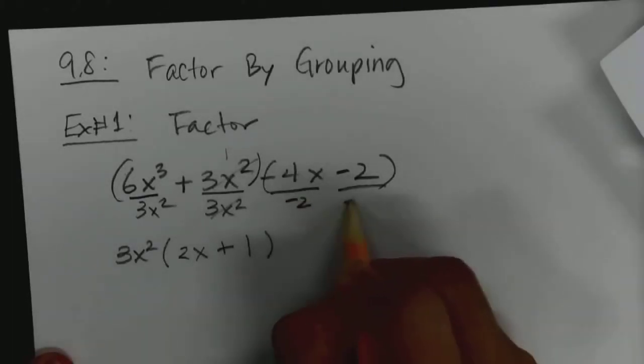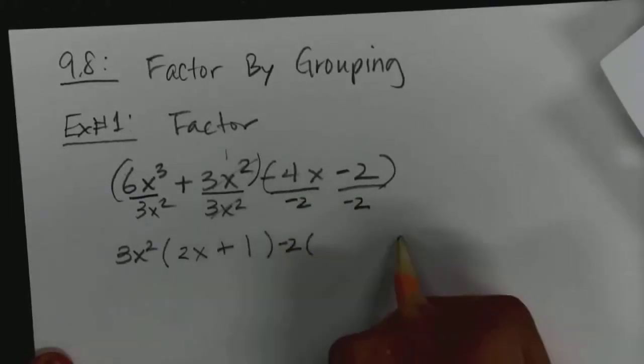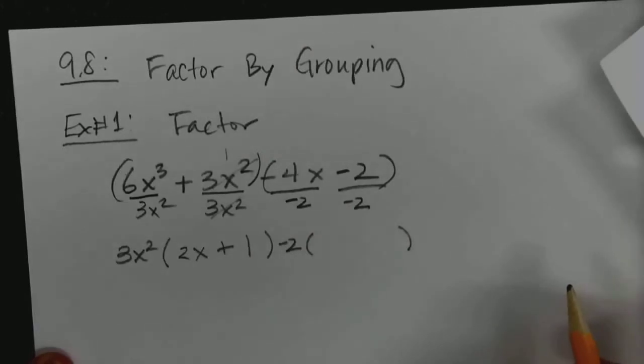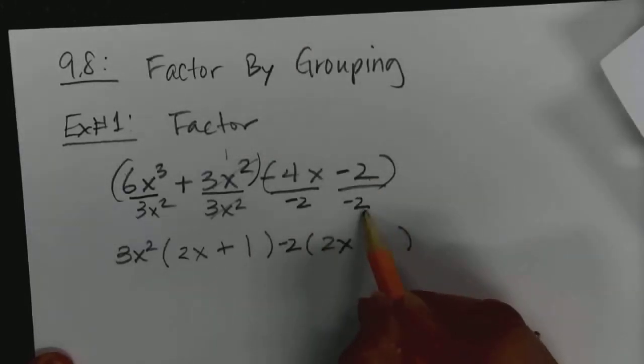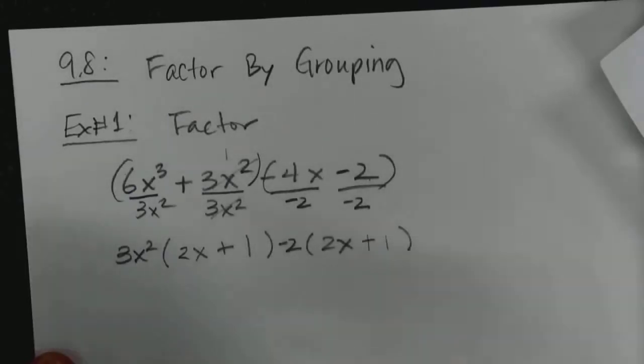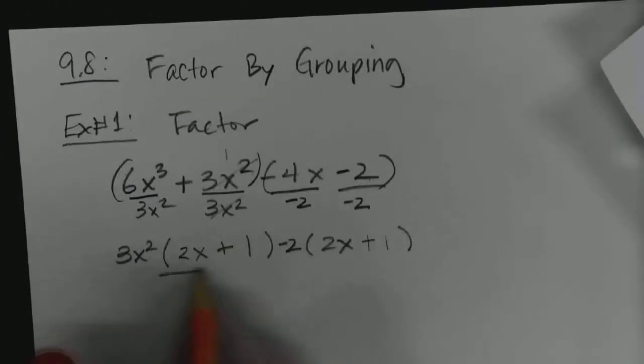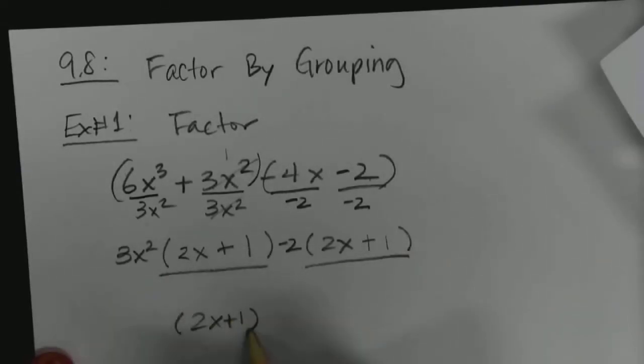Negative 2, thank you. So you pull out the negative 2, and what's left? 2x plus 2. Negative 2 divided by negative 2 is positive 1. So, one last step, right? This is what they have in common, so you pull it out, divide it out, and you're left with 3x squared minus 2.